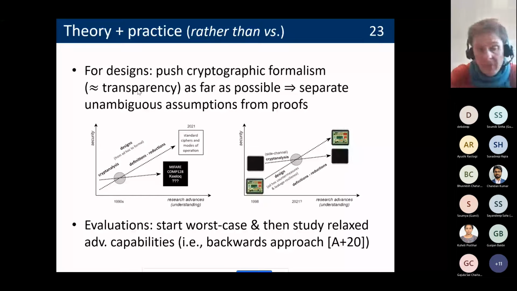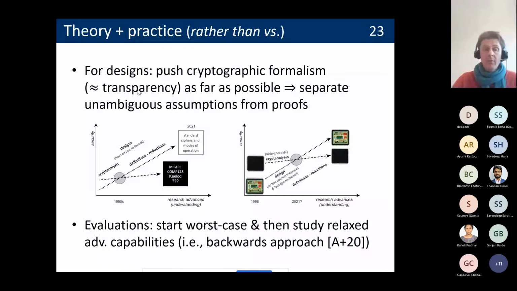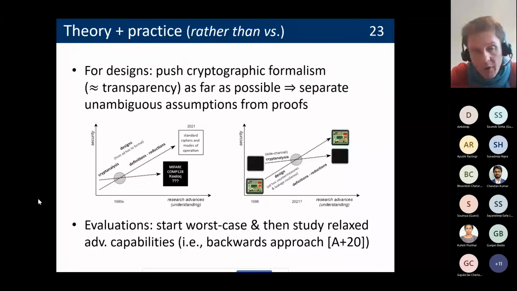That's for designers, and I would say for evaluation, probably a good approach is the same, right? We could completely try to combine this open approach and the practical approach that the industry is currently leveraging by starting worst case and then study what happens when you relax adversarial capabilities. And that's what we denoted with a big group of people as backward security evaluation 2 years ago.